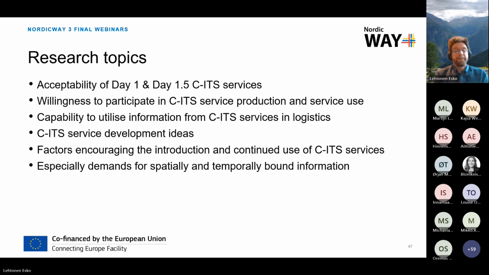And we were also focusing on the question of what kind of spatially and temporally bounded information is relevant. So that could be, for example, some sort of weather warning, which is very specific to some location. Let's say that warning that this bridge is now slippery.